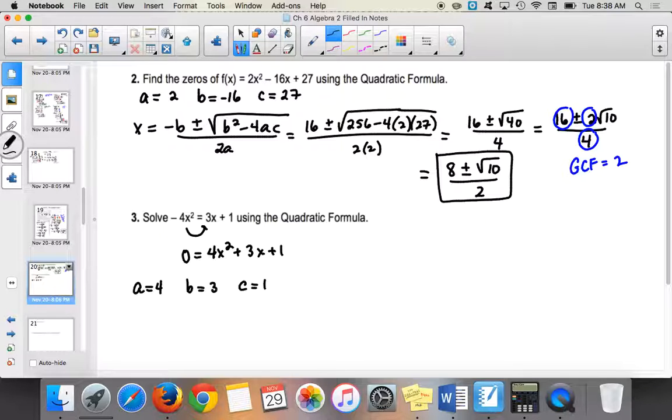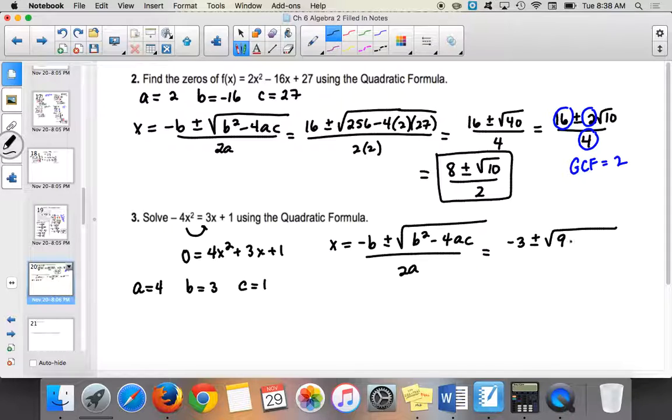Okay, so we write down our quadratic formula. So negative b plus or minus the square root of b squared minus 4ac all over 2a. So I get negative 3 plus or minus the square root of b squared is 9 minus 4 times a times c all over 2a. So 9 minus 4 times 4 times 1 all over 2 times 4. So we get negative 3 plus or minus 9 minus 16. 9 minus 16, so negative 7 all over 8.